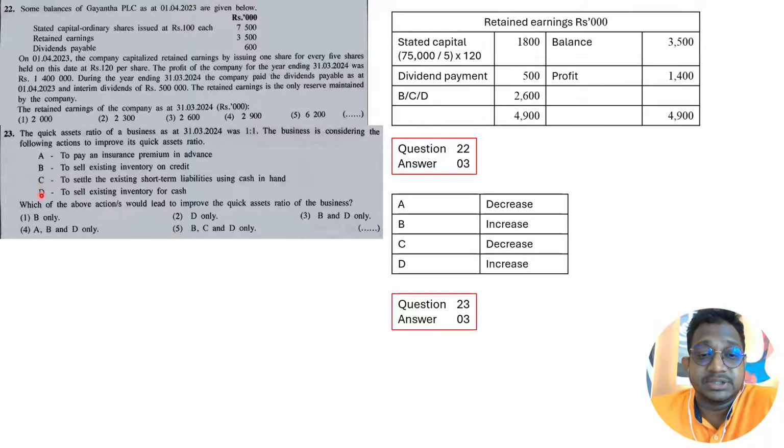To settle the existing short-term liabilities using cash in hand. In this case, what happened? Both current liabilities and quick assets are getting decreased, right? Then your quick assets ratio goes down. Last one, to sell existing inventory for cash. Then you are getting cash, which means your quick assets are increasing, so the ratio is also increasing. So the correct answer for question 23 is answer number 3.